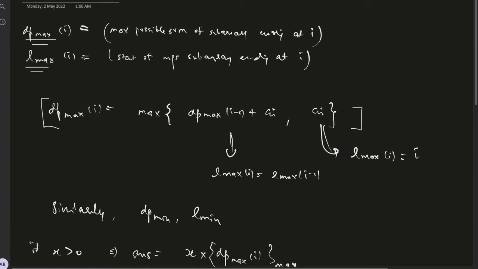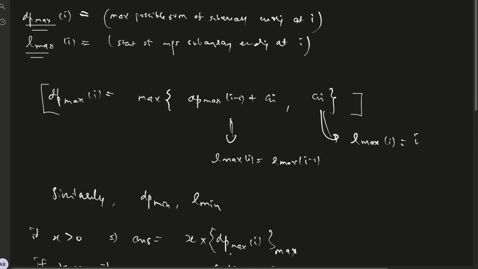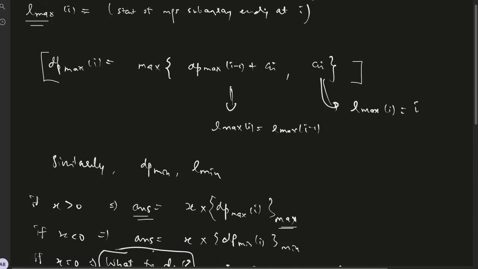Now if x is greater than 0, the answer would be nothing but x times dp max of i, maximum over all the indices. The reason being, before multiplication we have a particular subarray with the maximum sum, and we multiply those elements by x. That will give us the maximum possible sum after the operation.